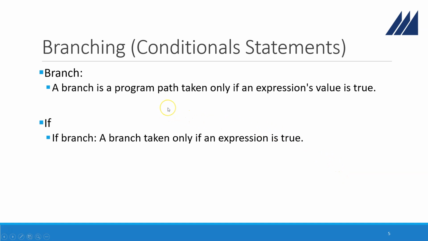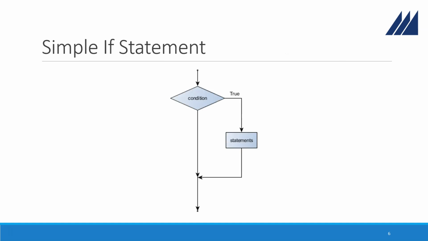The branching is basically that the program at a certain point is going to come to a checkpoint. Based on the result of this condition, if the condition is true, you will go ahead and take the branch. If the condition is false, you will skip the branch and continue to the rest of the program. That's when we call it a conditional statement. We use the if statement in Python. Let's take a look at this example.